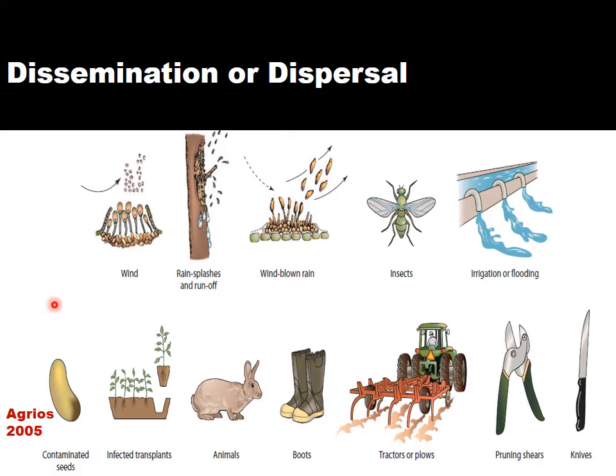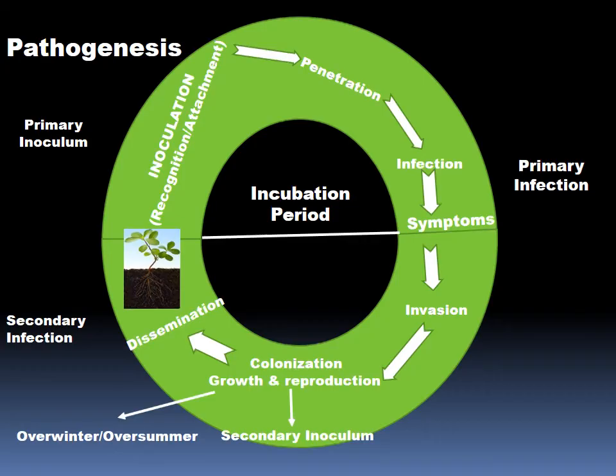So that movement is not the restricted one, and there are plenty of agencies which are helpful for the pathogen for dissemination. This picture is a brief account of all the events which we went through in the last few lectures, and the major event is the pathogenesis. So, pathogenesis is basically a series of events which could lead to the disease.